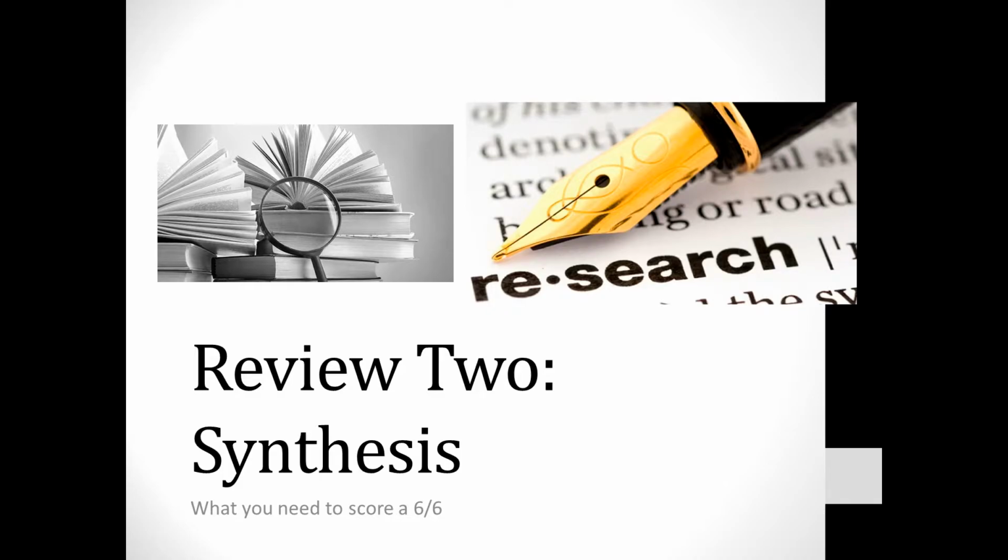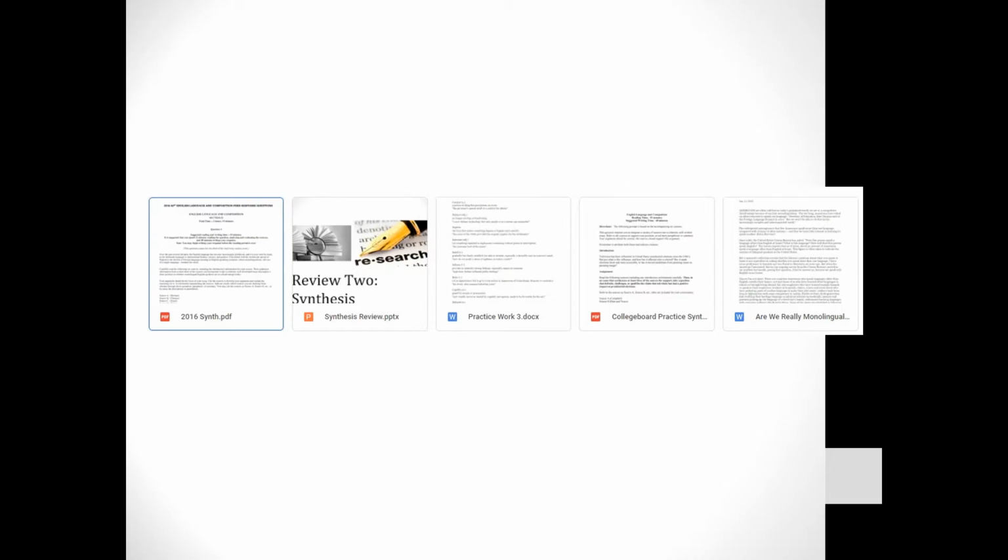So without further ado, I want to get started with the items in the drive right now. These 5 items should be all the items that you should be using for the synthesis review. The lectures in there, the 2016 synthesis prompts in there, which is the one that we're working on. Practice work 3, which is going to include vocab and a couple of questions for you. College Board has a practice one. I'm going to have you try out and see if you can do synthesis on your own, if you choose to do so. And then the last one is just on the very right side of this image here.